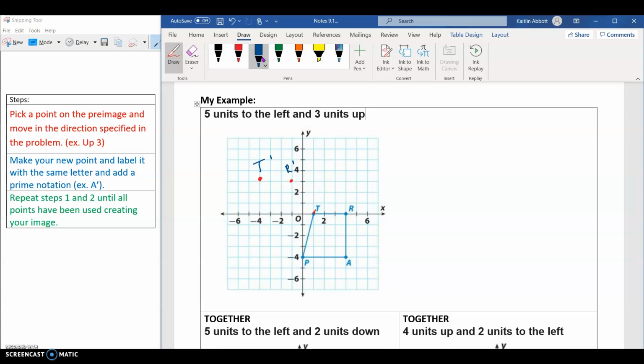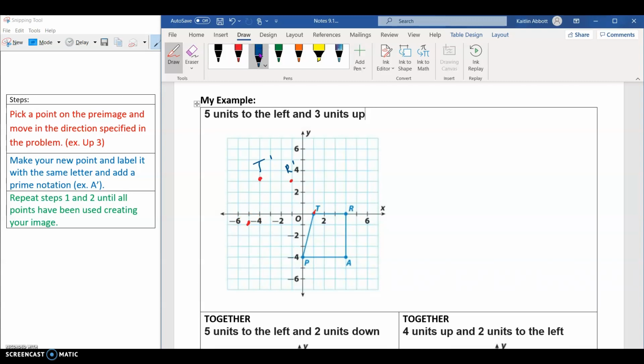Okay. Now I have 2 more to go. I'm going to go to P. I'm going to go left 5, up 3. So I'm going to go 1, 2, 3, 4, 5. 1, 2, 3. Make a dot in my red.